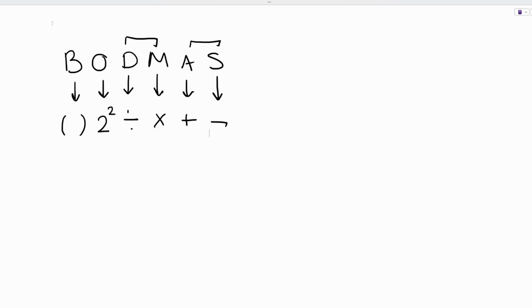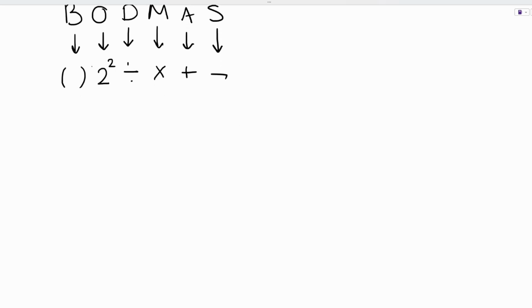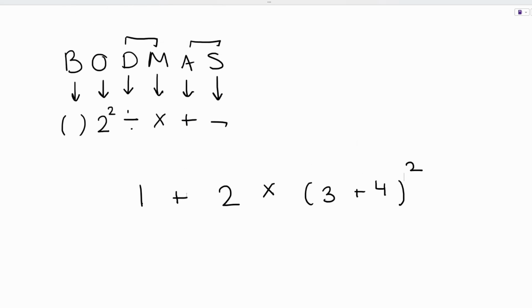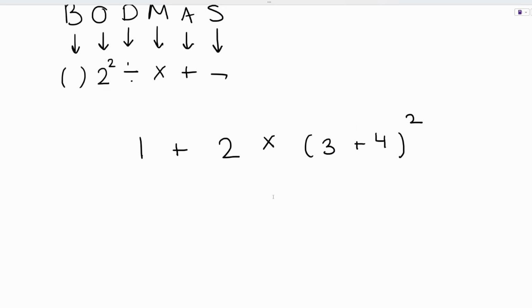So for example, if we have a calculation that has almost all of these, for example, 1 plus 2 multiplied by (3 plus 4) to the power of 2, we can use BODMAS to solve this. So first is the brackets. So we will just do 3 plus 4, which is 7.